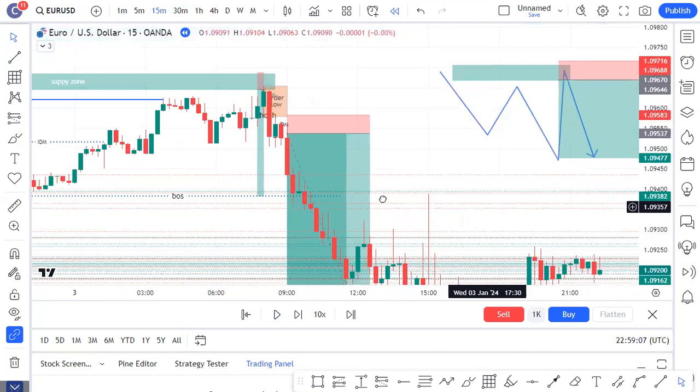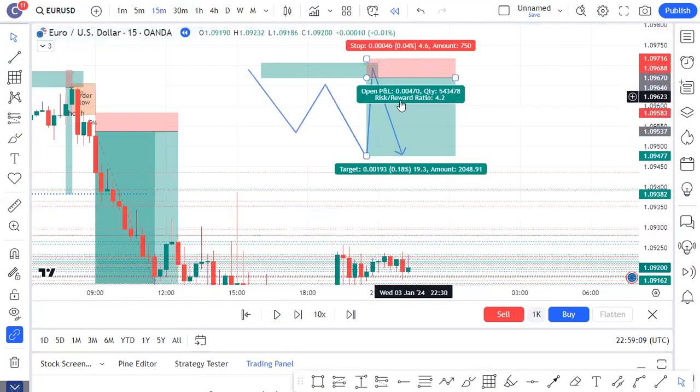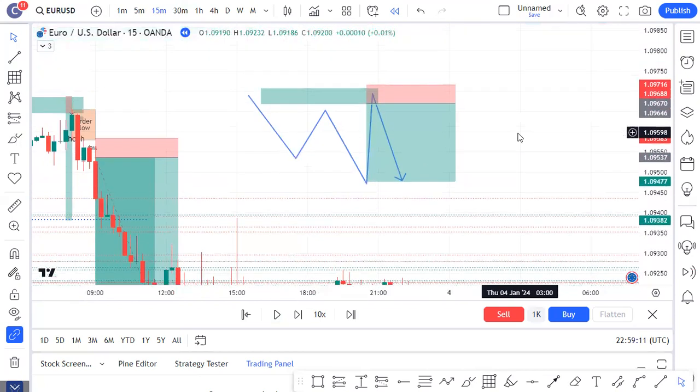So this is how you look at the market: it takes out the inducement, taps our supply zone, and that's how you sell. Otherwise, guys, stay locked, keep watching, like, share, right? So this is just how you identify the entry type 1.